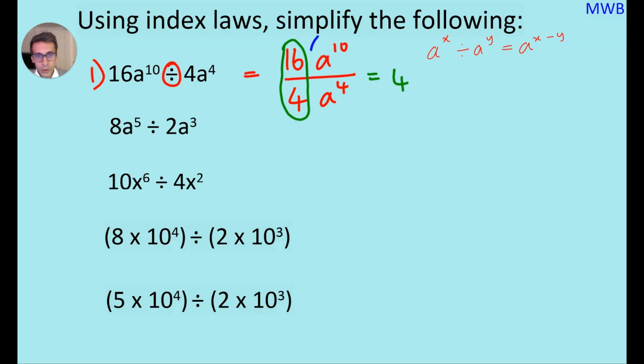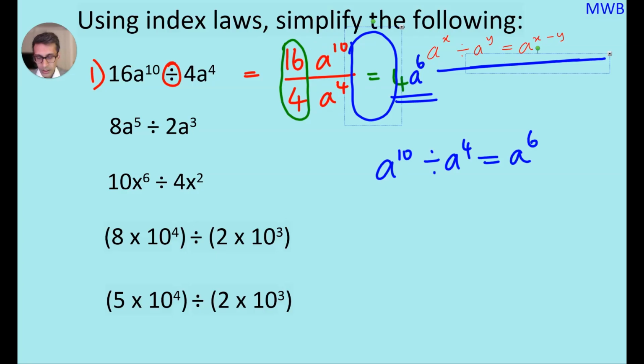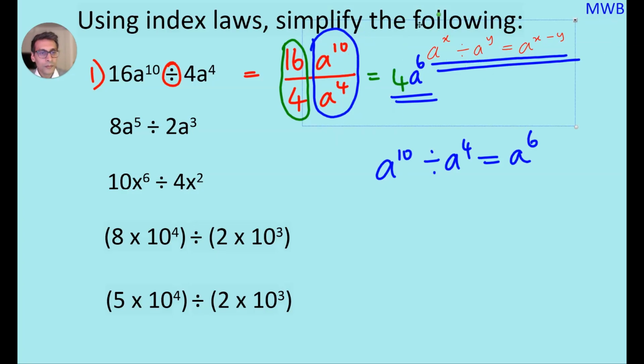Then you want to focus on these terms here. What I've just circled in blue is the same thing as a to the power 10 divided by a to the power 4. So we're using this rule here, and that means we're going to do 10 take away 4, which is 6. So the second bit is a to the power 6. That's your final answer: 4a to the power 6.